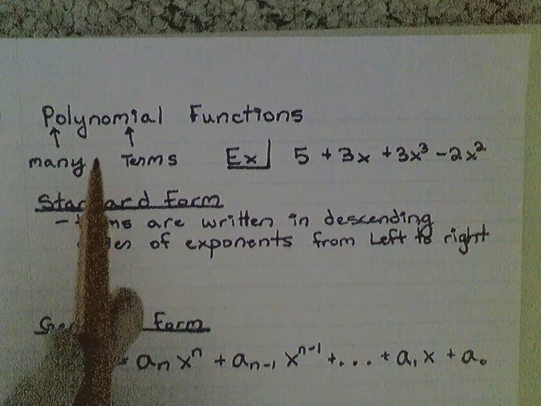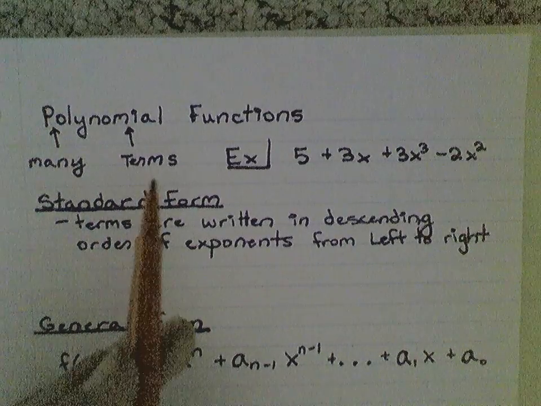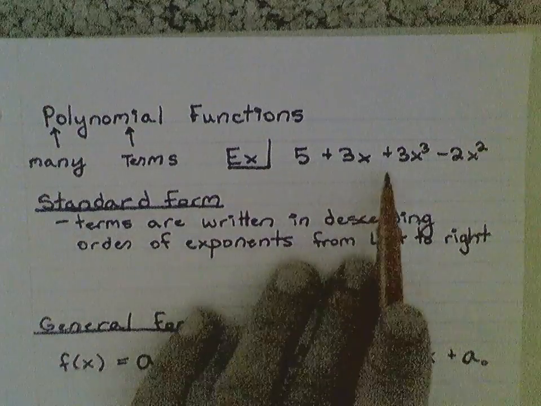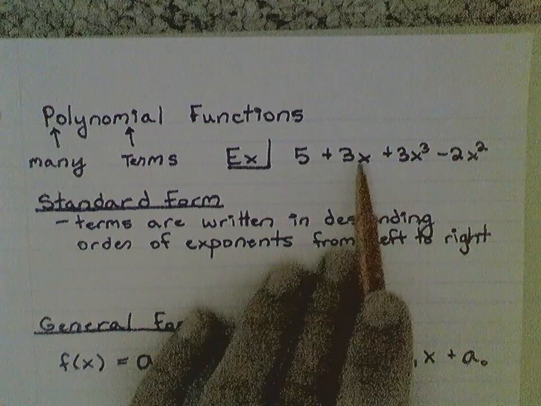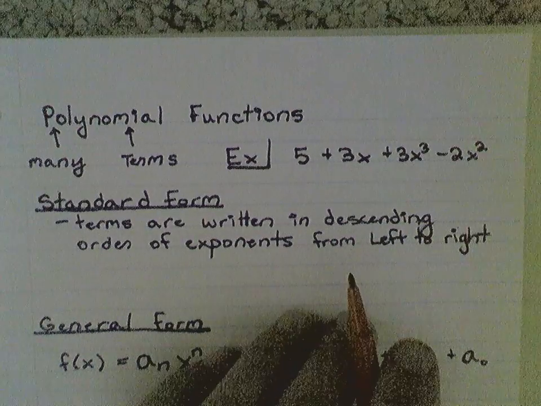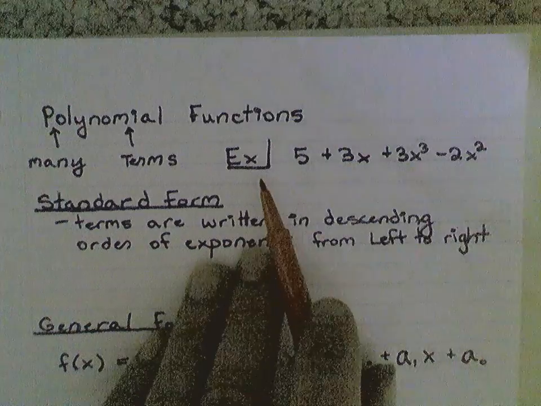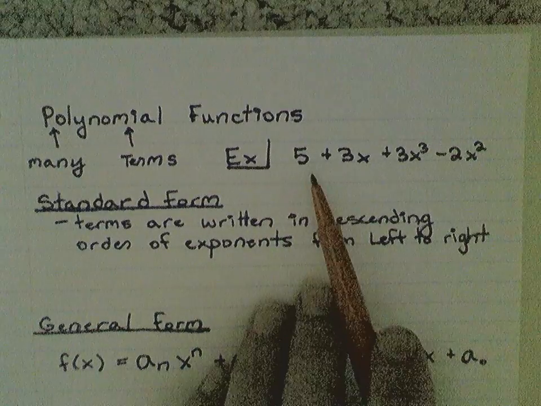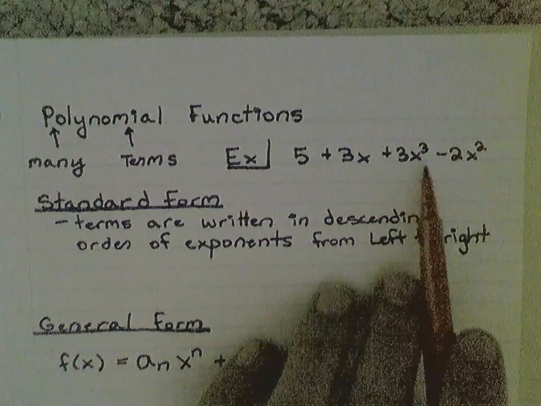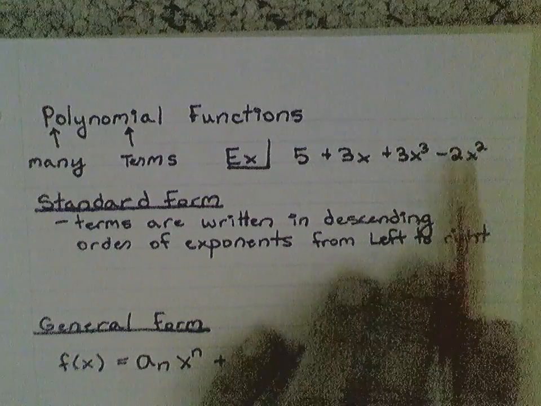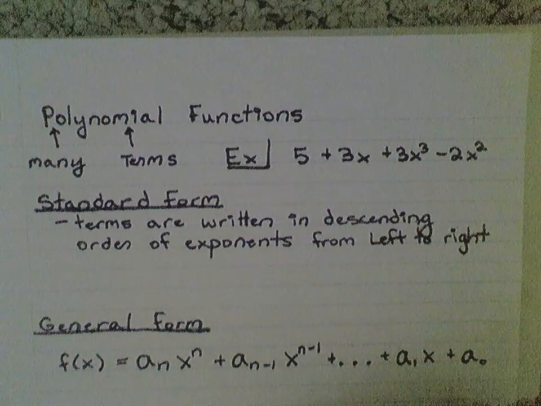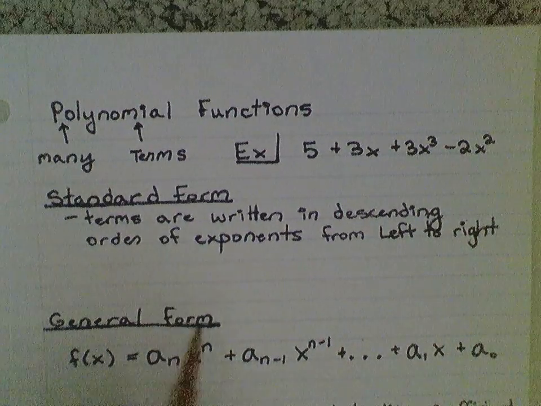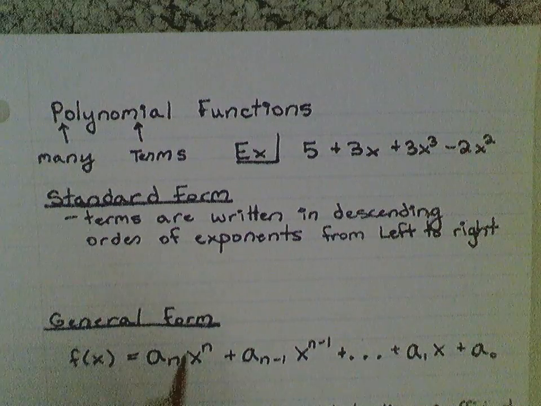So a polynomial function is something that has multiple terms, and we consider almost any function a polynomial as long as its base has an x, as long as the variable is in the base. We will consider it a polynomial even if it is single termed. Right here on the right hand side I have put an example of a polynomial: 5 plus 3x plus 3 times x to the third minus 2x squared. Now with polynomials we have some different standard form and general form and different things we need to know about them.